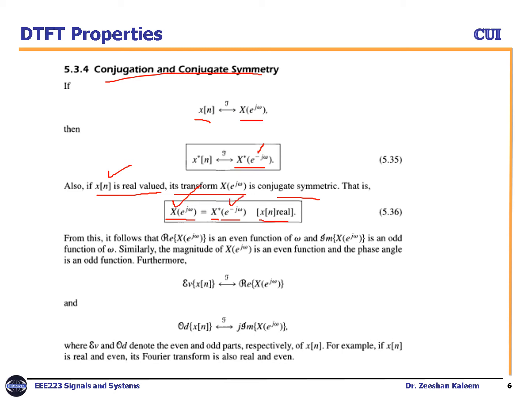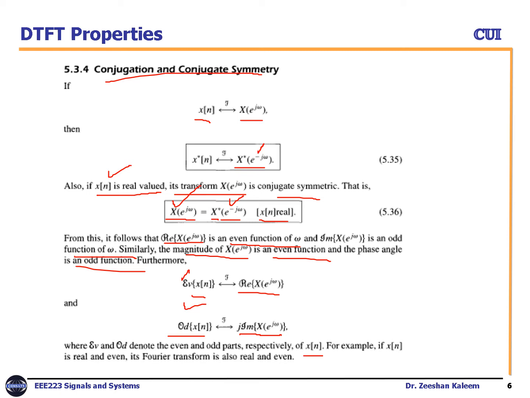real. From this it follows that the real part of X(e^{jω}) is an even function of ω and the imaginary part is an odd function of ω. Similarly, the magnitude of X(e^{jω}) is an even function and the phase is an odd function. So the even part of x[n] corresponds to the real part of X(e^{jω}), and the odd part corresponds to j times the imaginary part of X(e^{jω}), where even and odd are the even and odd parts of x[n].